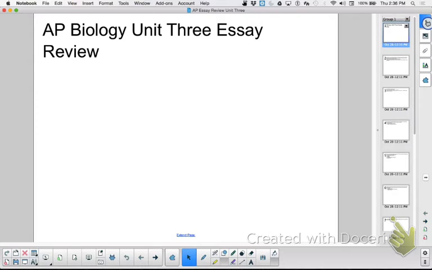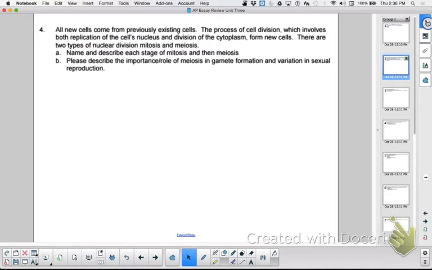So you have several questions. One on there, this is small for those of you at home. It says all new cells come from previously existing cells. We know that from the cell theory. The process of cell division, which involves both replication of the cell's nucleus, and right now in chapter 12 we're learning how that process goes, right? DNA unwinds, unzips. What enzyme? DNA helicase. All right. Replication of the cell's nucleus and division of the cytoplasm.